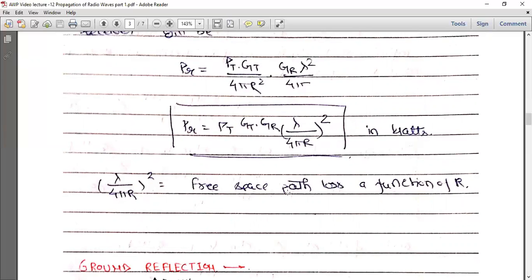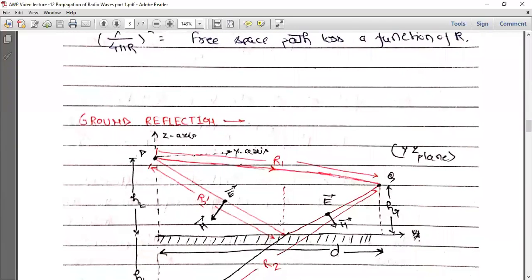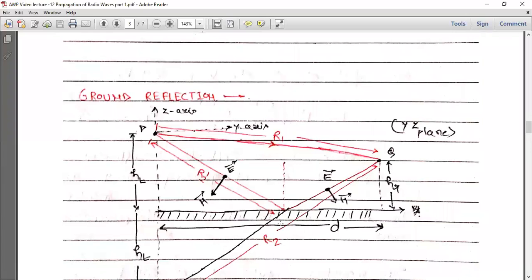Okay, so this is the same thing. Now the second model we are considering here is the ground reflection. This model is comparatively more practical than the prior free space propagation model, where we do not consider anything. In general, when we talk about communication, we have a transmitting and receiving antenna, and if nothing else is there, at least we have the ground surface itself.